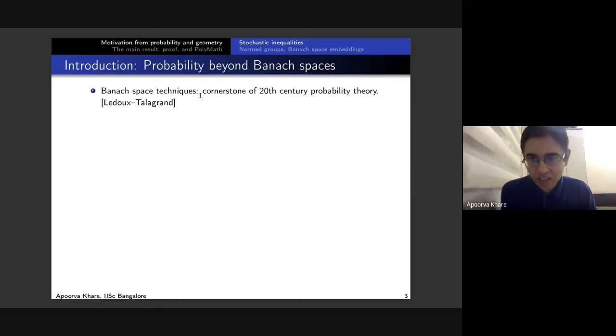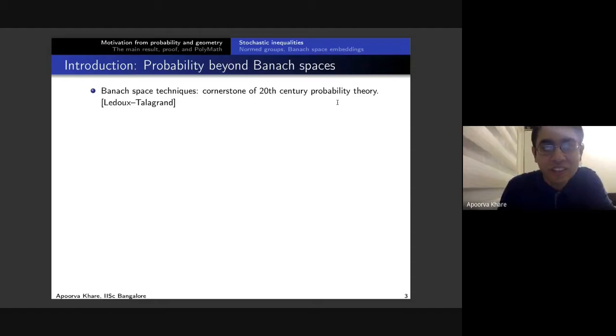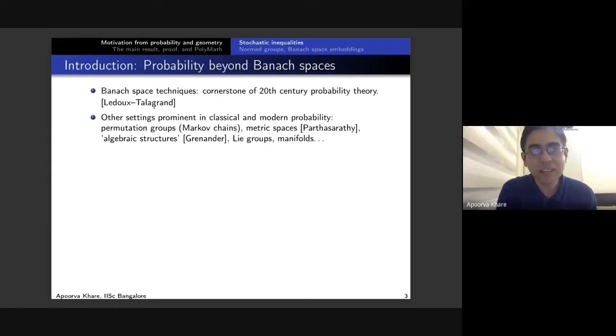One of the crown jewels of the theory, one of the cornerstones of 20th century work, is to look at not just real-valued random variables, but Euclidean space-valued variables, or more generally, Banach space-valued random variables. And then you look at the same kinds of things, like the weak law or strong law, or central limit theorems. There's a famous book by Ledoux and Talagrand on this. But there are, of course, other settings that are prominent.